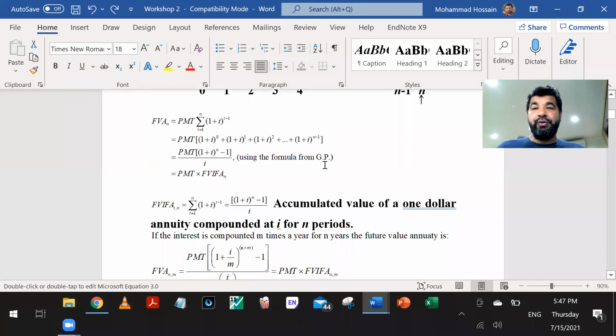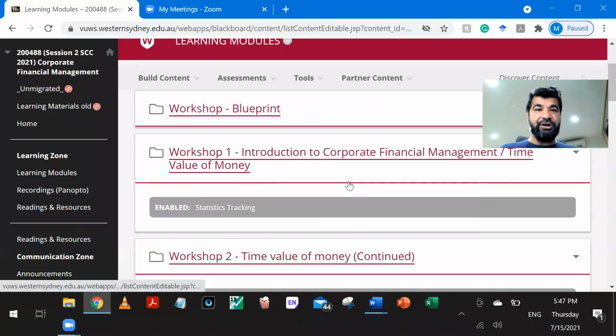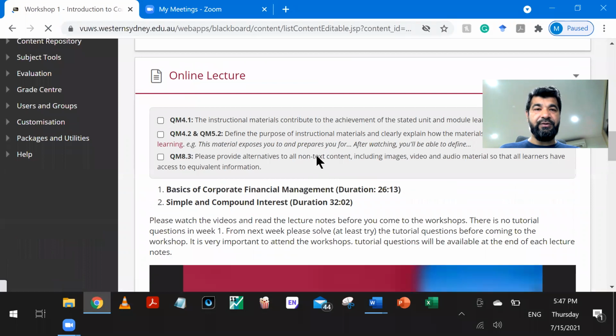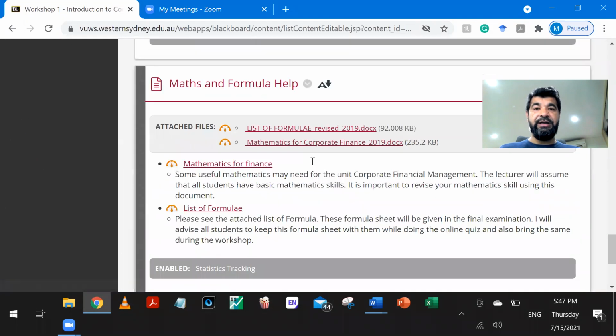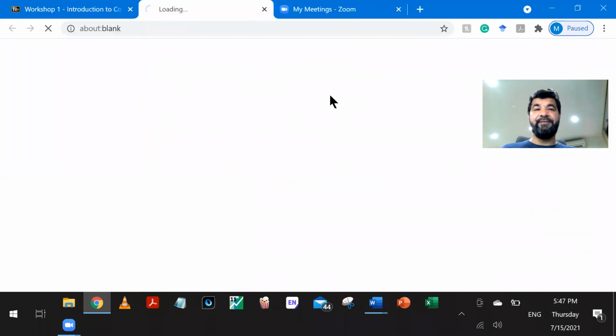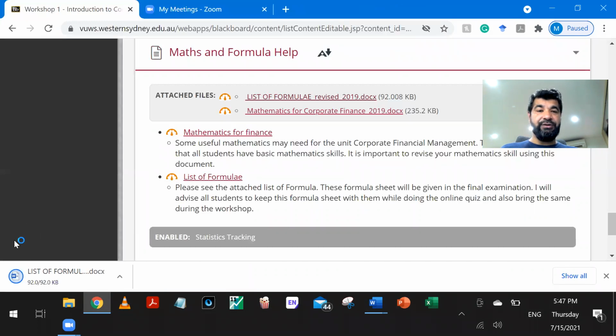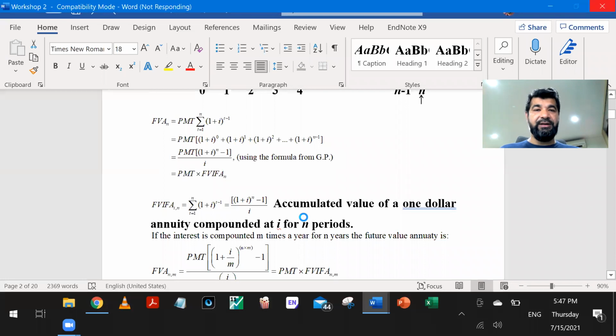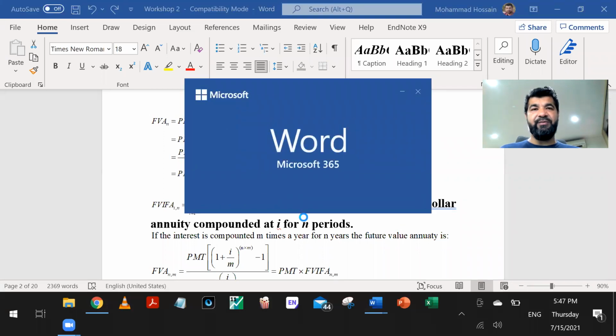Now you can ask me, do we need to remember all these formulas? No, I think you will be allowed to take a formula sheet. Like I showed you here, there is a formula sheet from the very first week. You can see a list of formulas. These formulas are already given here, so you don't have to memorize them. We don't need to, but you need to understand the formulas. It's not necessary that you memorize all of them.